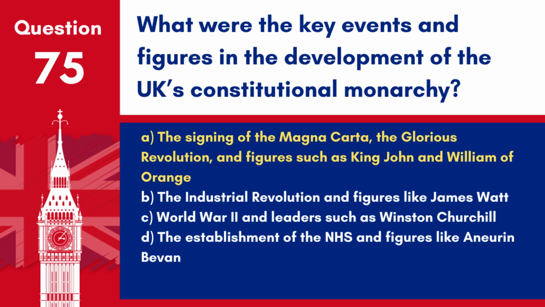Answer: A. The signing of the Magna Carta, the Glorious Revolution, and figures such as King John and William of Orange. The development of the UK's constitutional monarchy was significantly influenced by key events like the signing of the Magna Carta and the Glorious Revolution, involving pivotal figures such as King John and William of Orange.